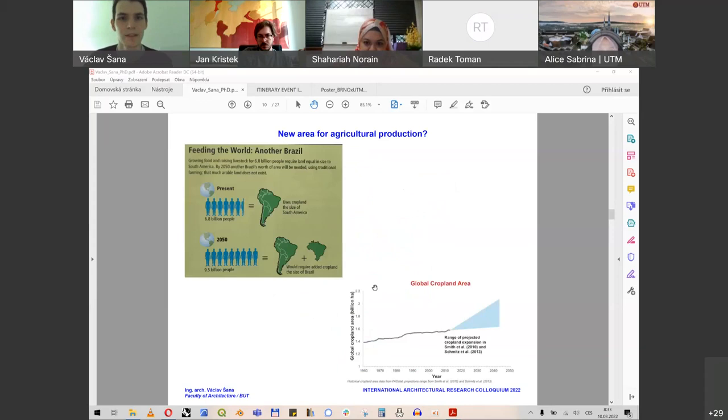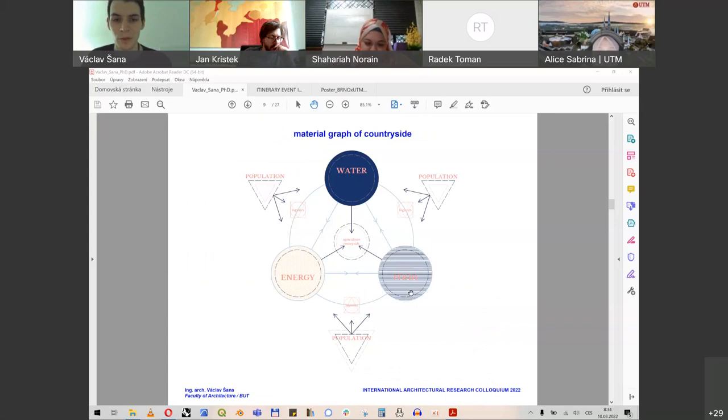And this was the question: if we can imagine that we could reach 10 billion people, where is enough cropland for food production?